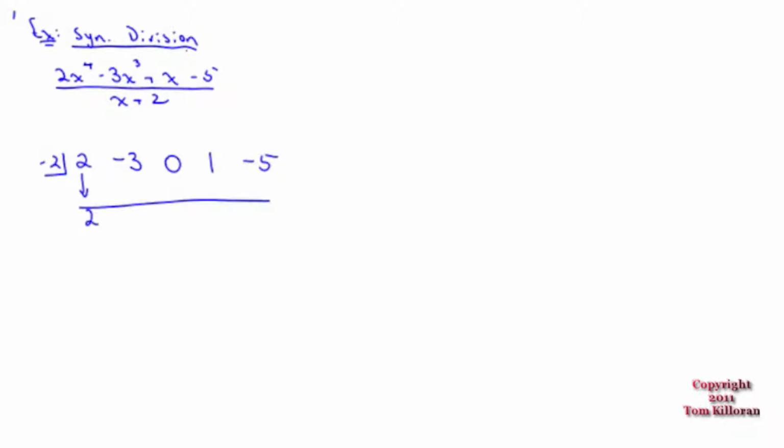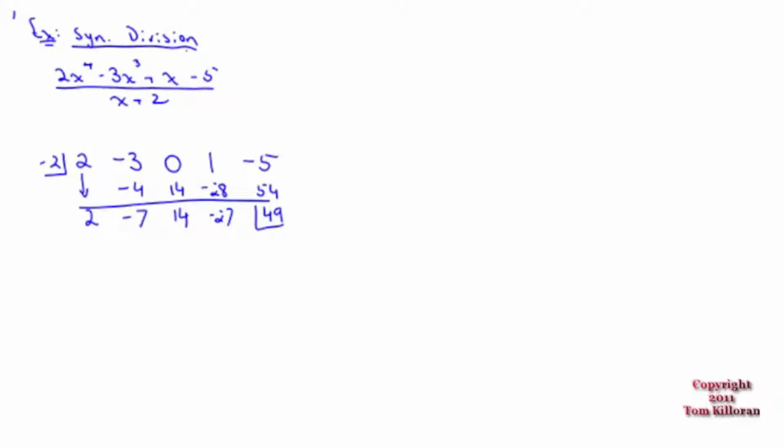Drop the 2. That always happens. Negative 2 times 2 is negative 4. Negative 3 minus 4 is negative 7. Negative 2 times negative 7 is 14. 14 plus 0, of course, is 14. Negative 2 times 14 is negative 28. Plus that 1 is negative 27. Negative 2 times negative 27, 54. Positive. So this would be 54, and therefore the remainder is 49.